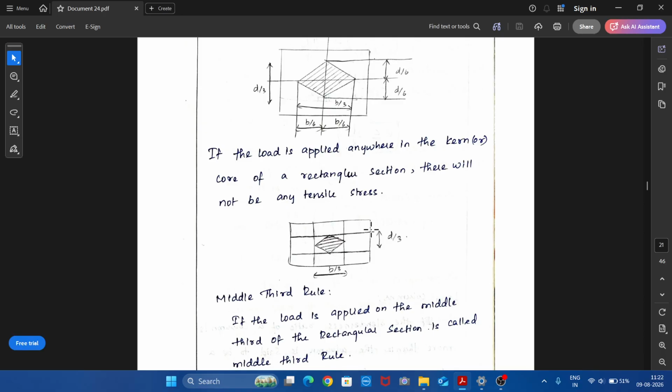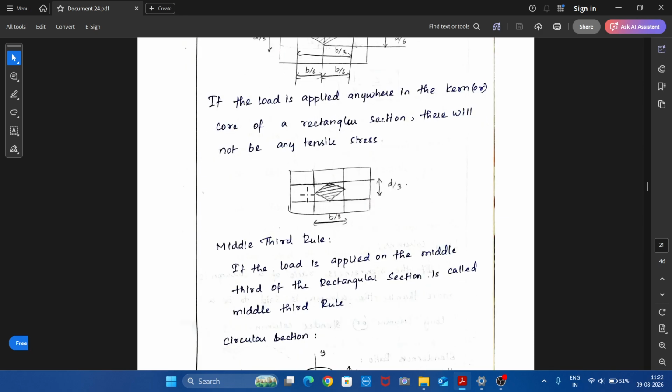So, this is the core or kern. With this, we can also define the middle third rule. If we divide a rectangle into 3 portions along the y-axis, similarly along the x-axis, then this region is the middle third with respect to the y-axis as well. This will be the middle region with respect to the x-axis. So this we call the middle third. If the load is applied within the middle third of any section, then there will not be any tensile stress. This middle third rule is very useful for finding the stability of a dam.